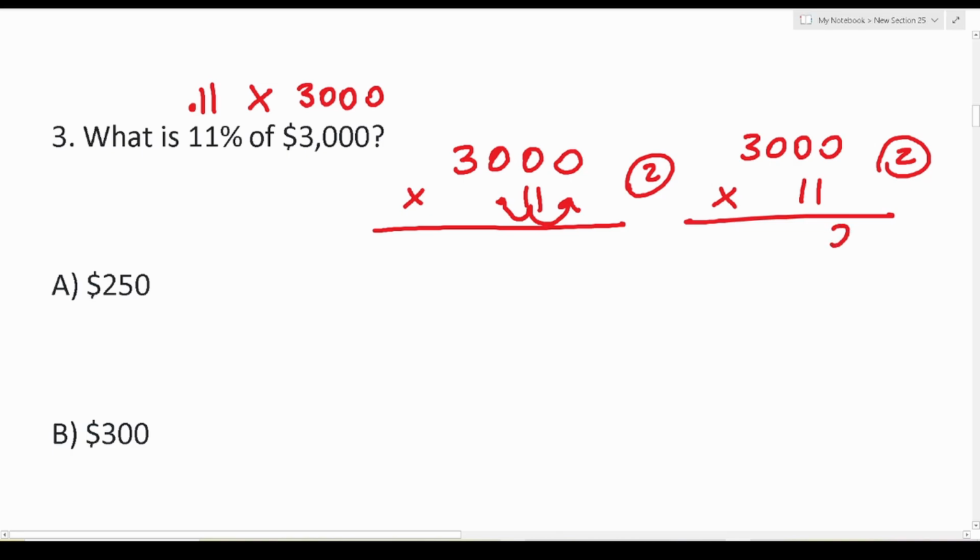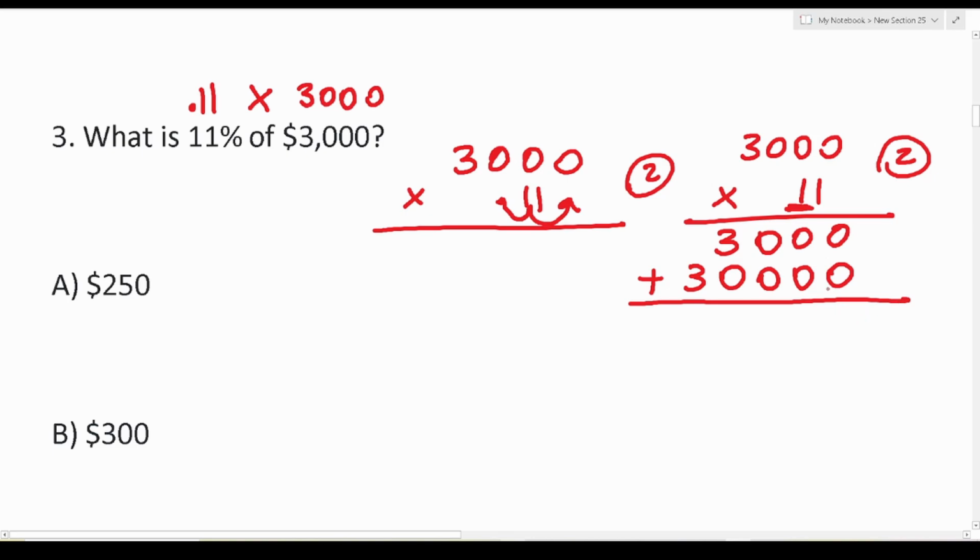1 times 0 is 0. 1 times 0 is 0. 1 times 0 is 0. 1 times 3 is 3. Before we start multiplication with this second term down here, we have to add a 0 placeholder. 1 times 0 is 0. 1 times 0 is 0. 1 times 0 is 0. And 1 times 3 is 3.